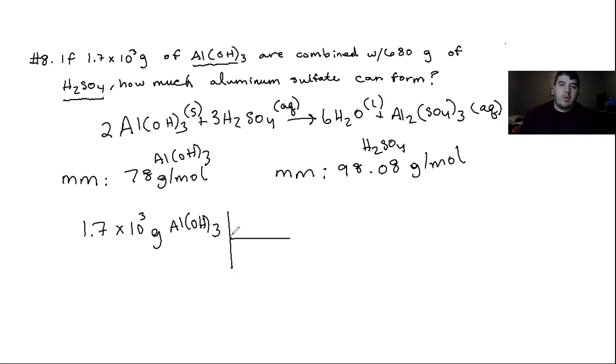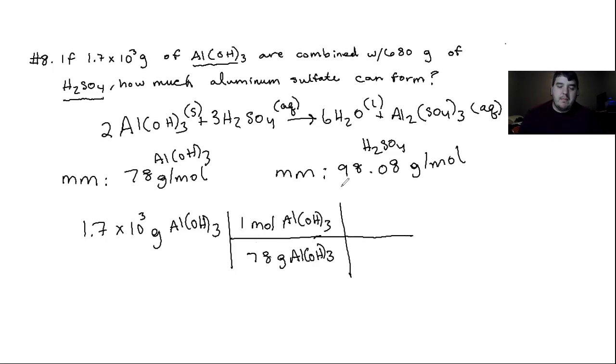And I'm going to multiply that by 1 mole because I want to do a mole ratio of the two, the product and the reactant. So 1 mole of Al(OH)3 is equivalent to 78 grams of Al(OH)3. And then I want to multiply that by the molar ratio.